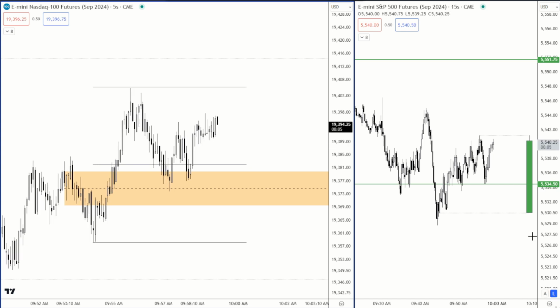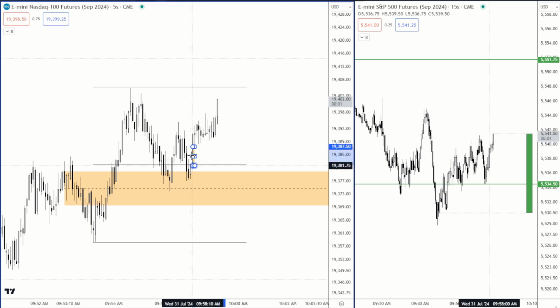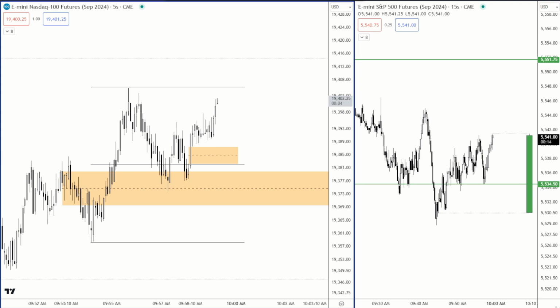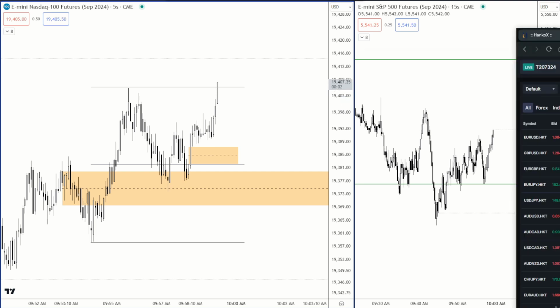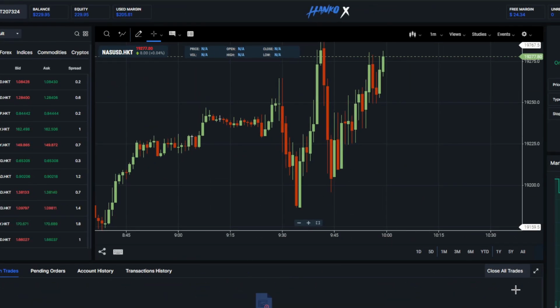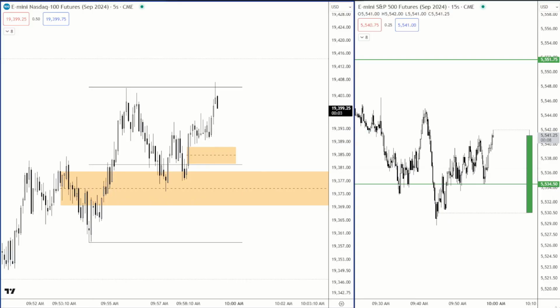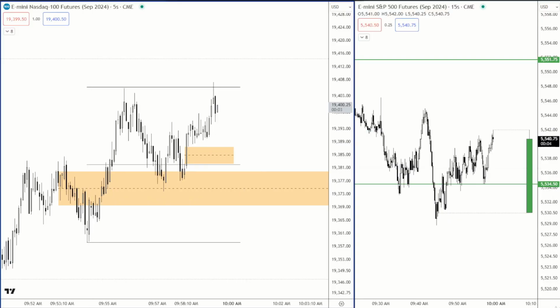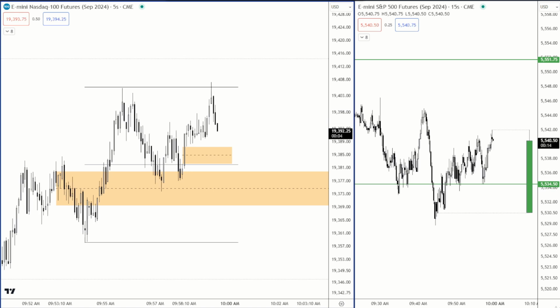All right, and then we got this breaker here, so this should honestly stay unfilled. This FVG here should get to the highs here. Yep, very nice push. Closed the trade out there. Got a pretty bad fill, but very nice execution.